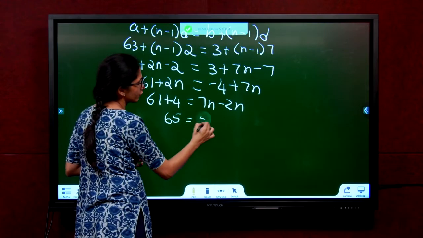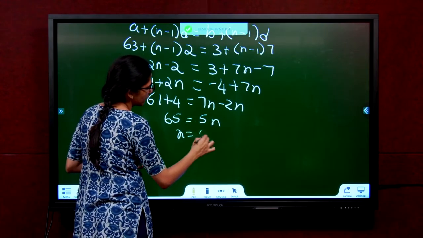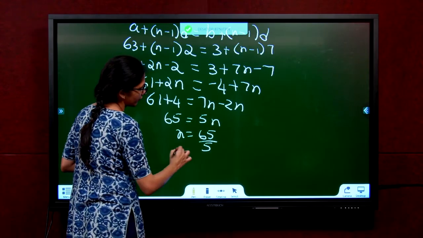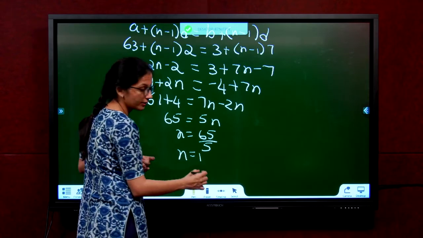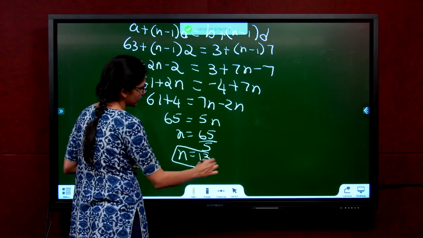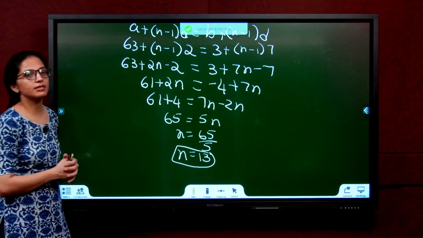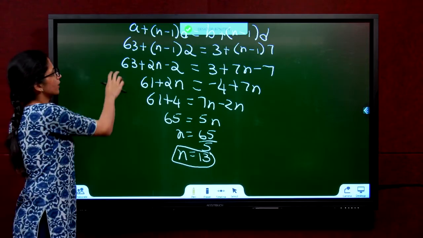65 is equal to 5n. N equals 65 by 5. N is equal to 13. So the 13th term is the term for which the two values are equal.